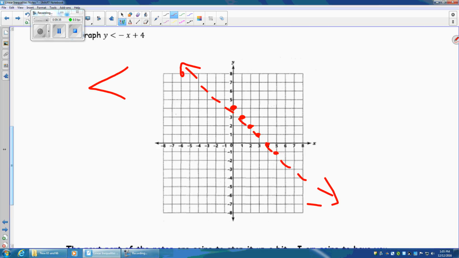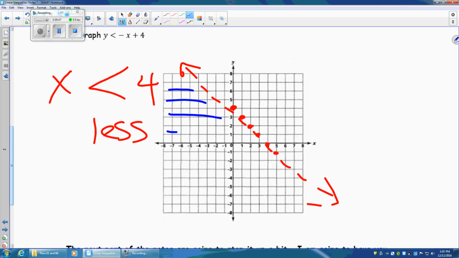And it also tells me that my line needs to be below because this is less than. Like if it said x is less than 4. Because it's less, it's lower. And the side that's lower would be here. That's below it. So it's all of these coordinates that would work.